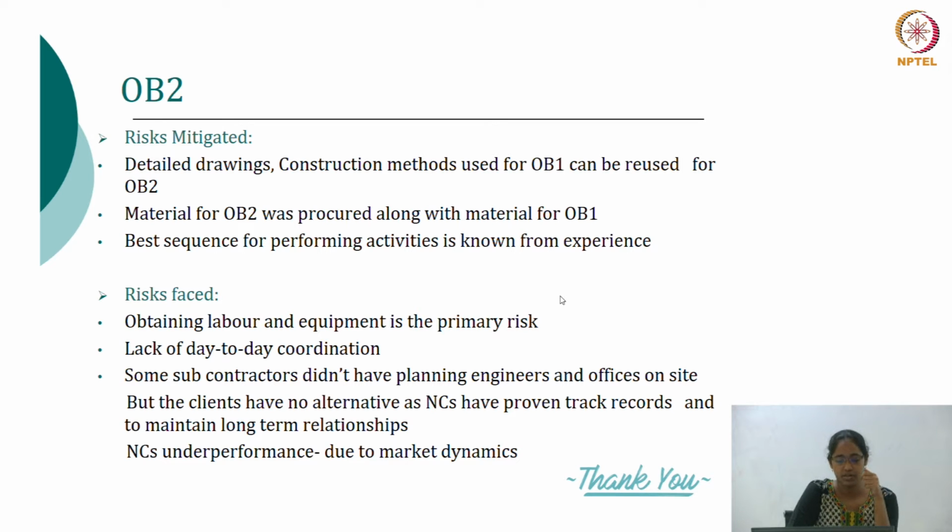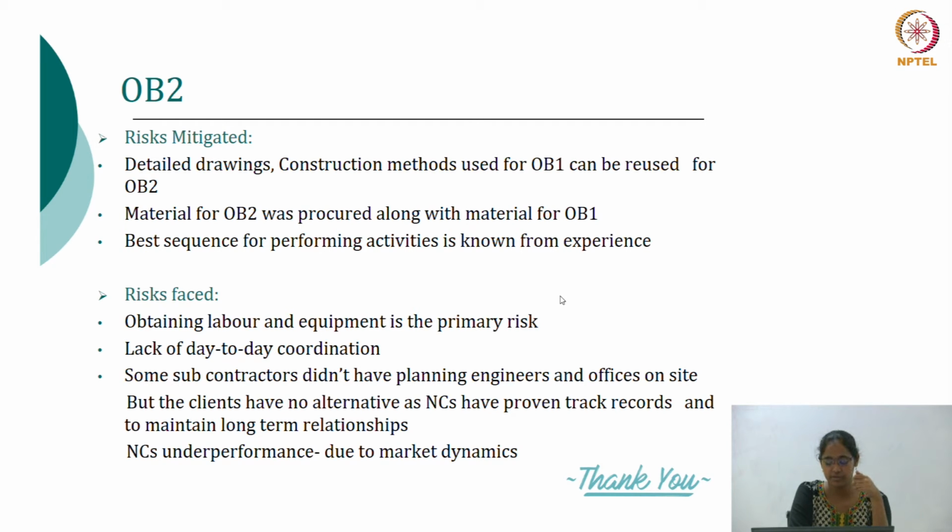Then to mitigate the risks that were in the first building, they used similar drawings for building 1 and building 2, and the construction methods were also quite similar. Material was already procured along with the material for the first building. So some risk was mitigated, but they did face other risks like obtaining labor and equipment. There was no coordination between the contractor and the subcontractor.